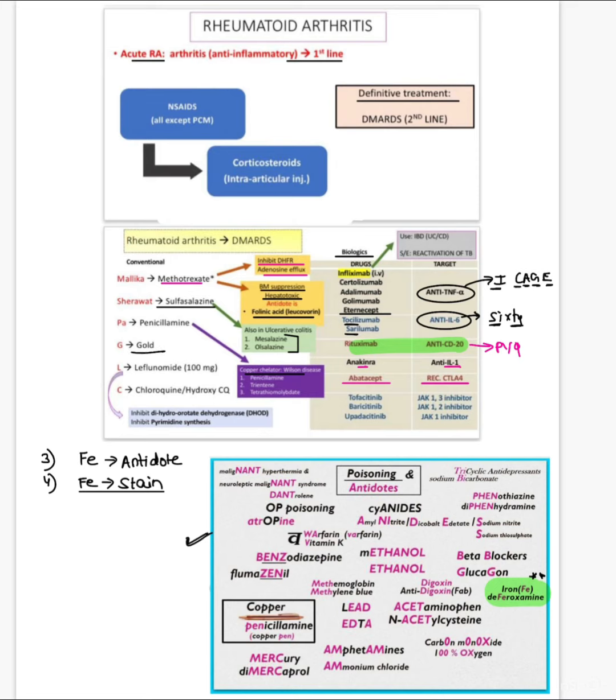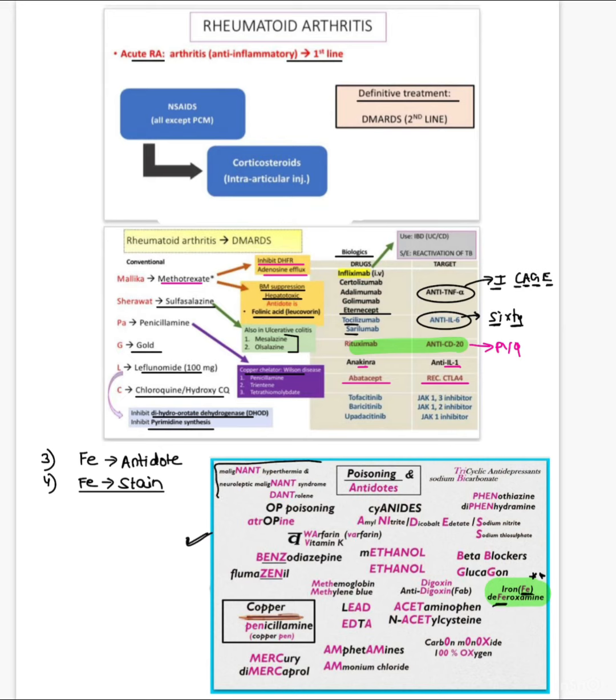Then gold. Okay, then your leflunomide, guys. Okay, so this leflunomide inhibits the enzyme dihydroorotate dehydrogenase, which inhibits the pyrimidine synthesis. Again important. Chloroquine, hydroxychloroquine, that causes bullseye maculopathy, guys, ophthalmologic examination needed. Then they ask you, guys, iron antidote, and iron chelation, guys. Okay, iron antidote, see, deferoxamine, name only Fe is coming, guys.